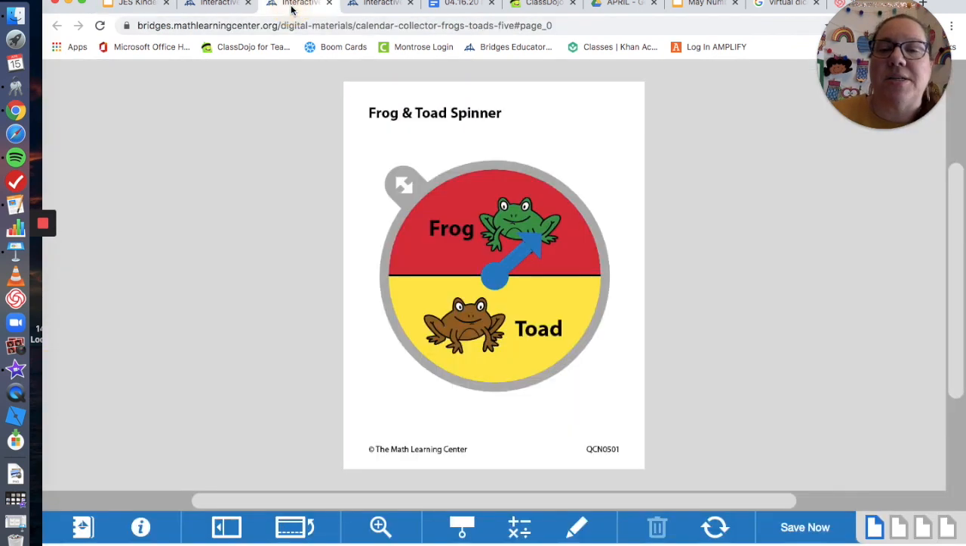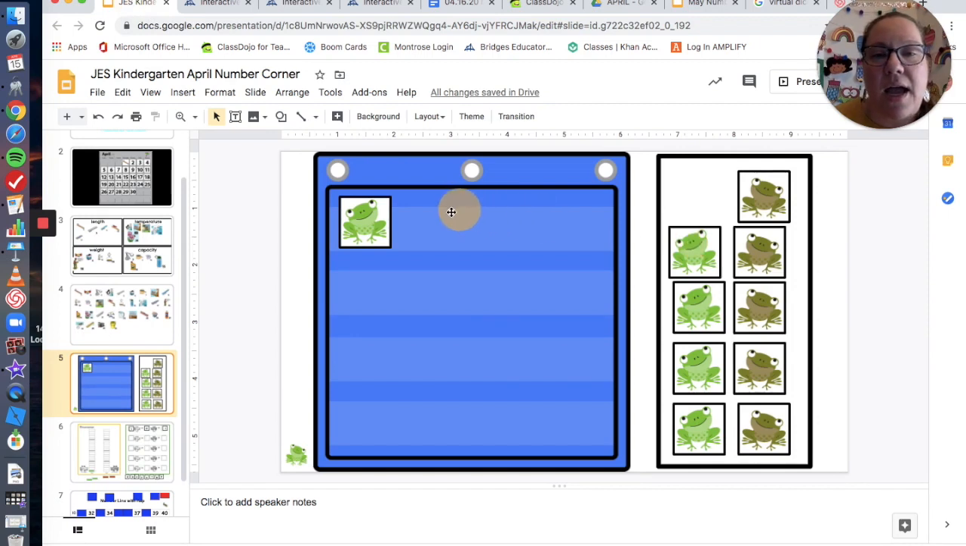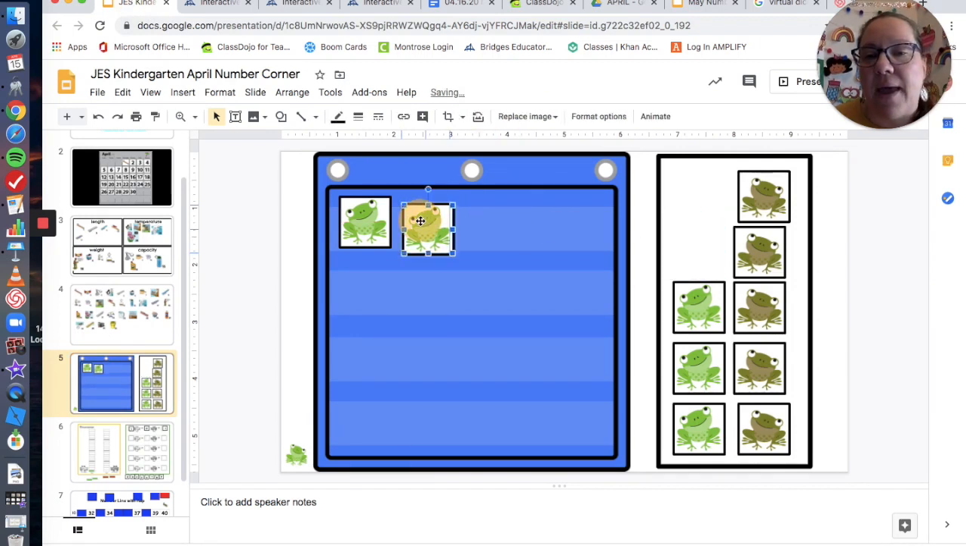So we're going to go to our calendar collector now. And let me get to our spinner. Get your finger ready. Let's see if we get frog or toad. Ready? 1, 2, 3. Frog again. We had a frog on Thursday. Now we have another frog on Monday.